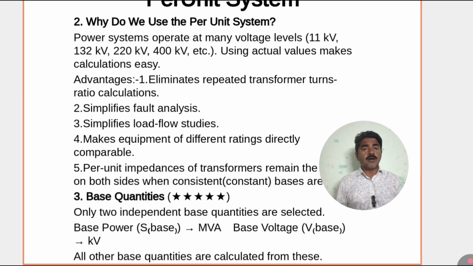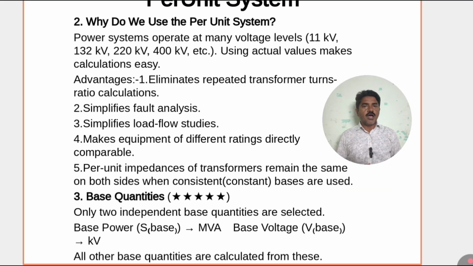The advantages are: first, to eliminate the transformer turns ratio. Second, fault analysis is made easy. Third, load flow studies are made easy. Fourth, different ratings of equipment are easily comparable by using the per unit system. Fifth, the per unit impedance of a transformer remains the same on the primary and secondary sides, when constant bases are used.